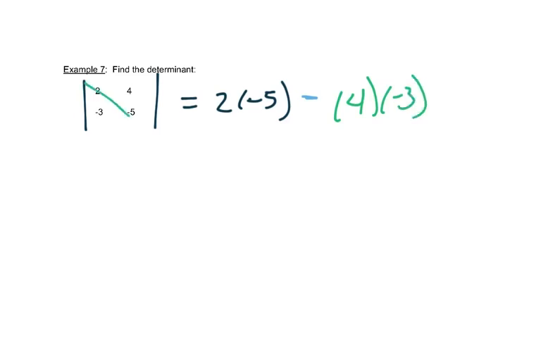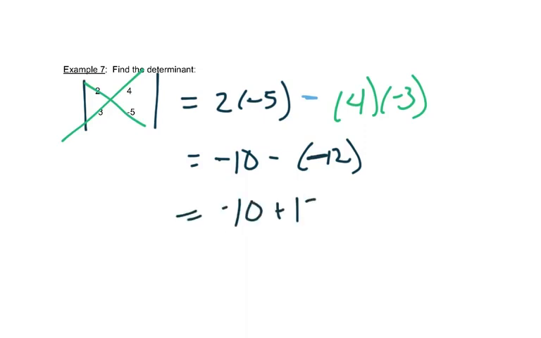We'll do the same thing with this one. We have 2 times -5, and then we subtract 4 times -3. So it's this diagonal minus this diagonal. We get -10 minus a -12, or that would be -10 plus 12, and that gives us 2 as our answer. So here's how we use this if we have a system of equations.